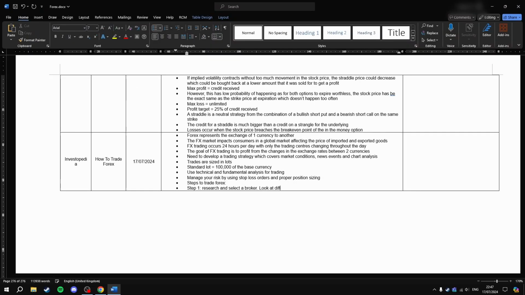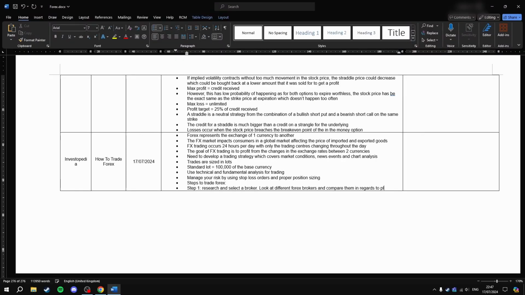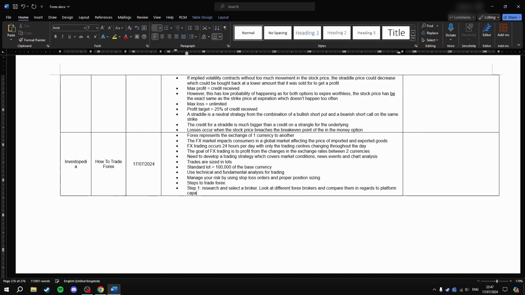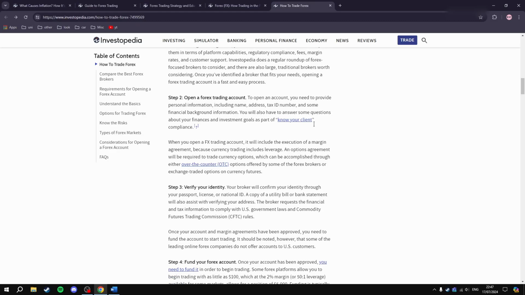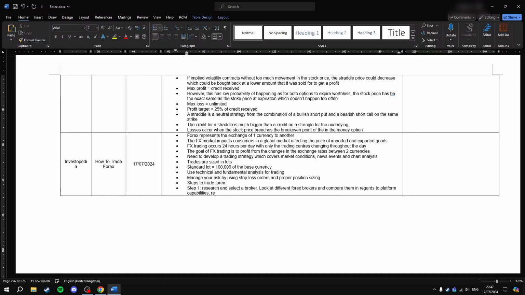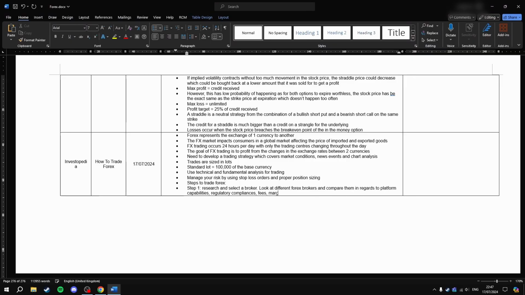Look at different Forex brokers and compare them in regards to platform capabilities, regulatory compliance, fees, margin rates, and customer support.